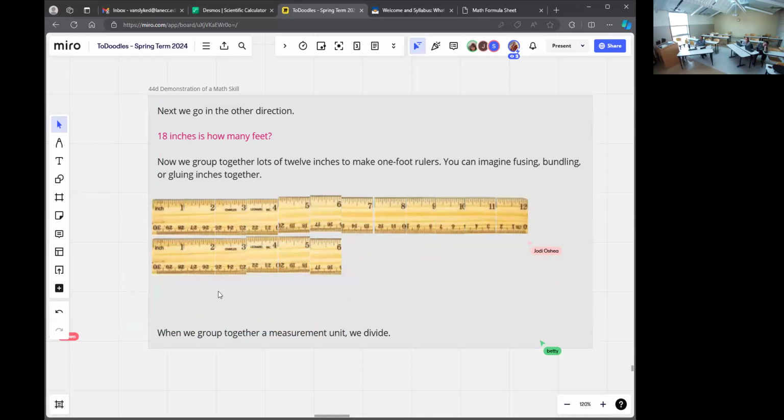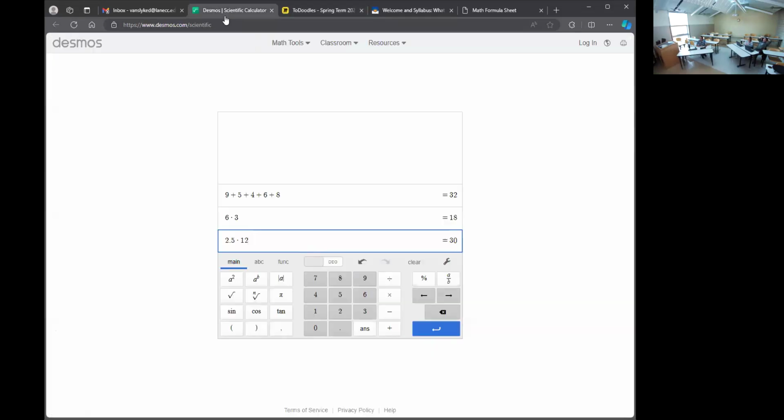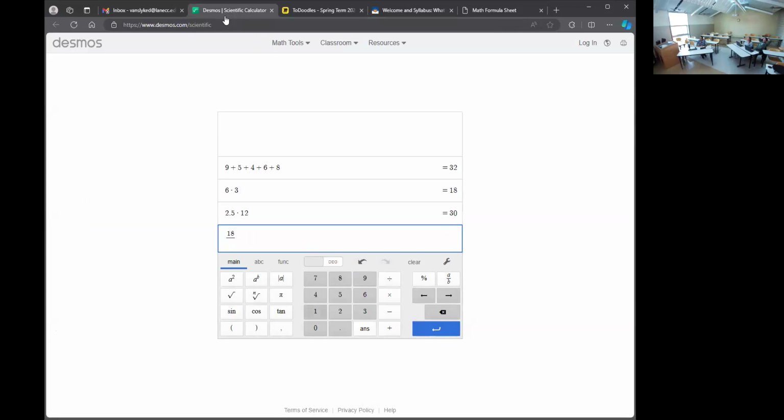So the answer for here is going to be, if I have 18 and I divide it by 12, because 12 inches in a foot, then I get 1.5. And again, here it would be 18 inches that they gave me. Divide by 12, because 12 switches between inches and feet, and I get 1.5.